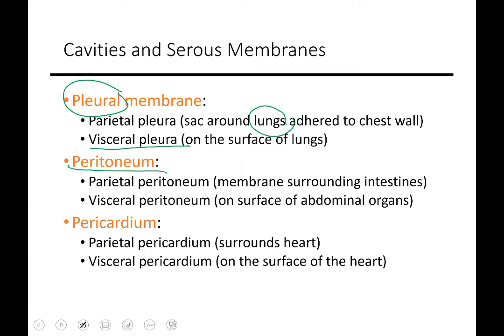The peritoneum, this here is going to be our intestines. So we have a parietal peritoneum, which is the sac in our abdominal cavity that our intestines are contained in, and the visceral peritoneum is actually touching the surface of our intestines. And finally, we have the pericardium, and the pericardium is what's going around the heart. The visceral is going to be touching the surface of the heart, where the parietal is really the sac that a surgeon would have to cut through to be able to view the heart.